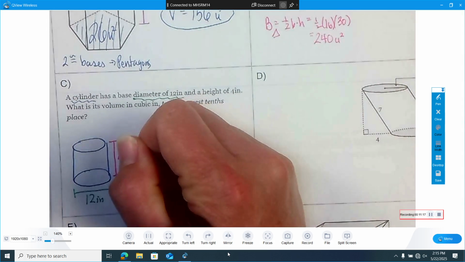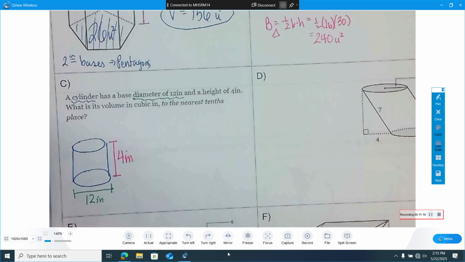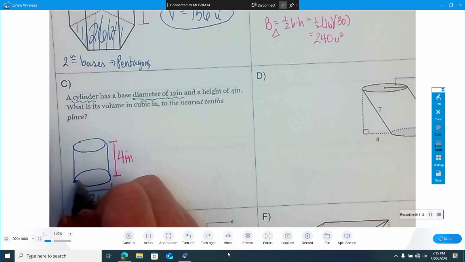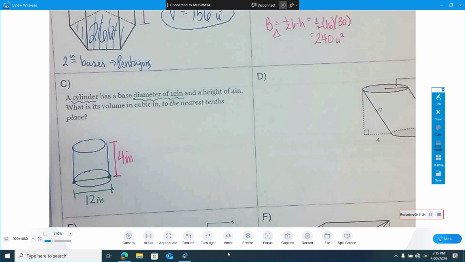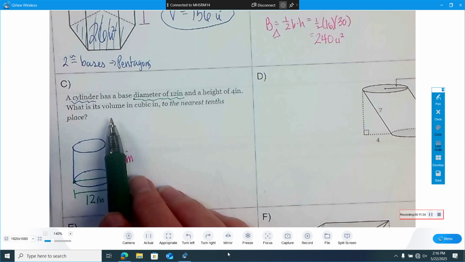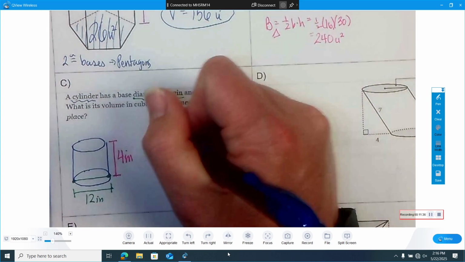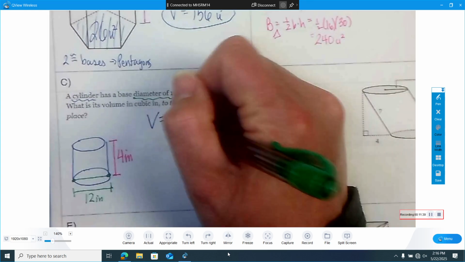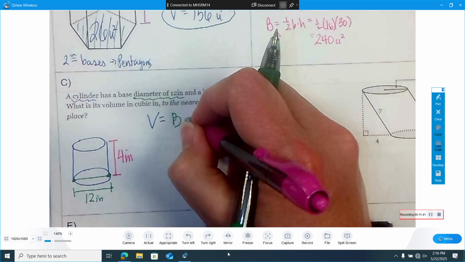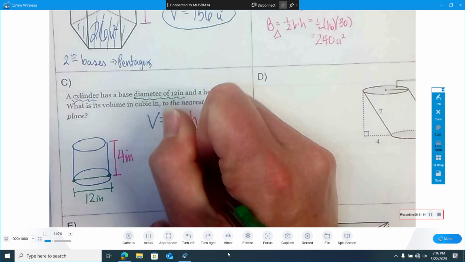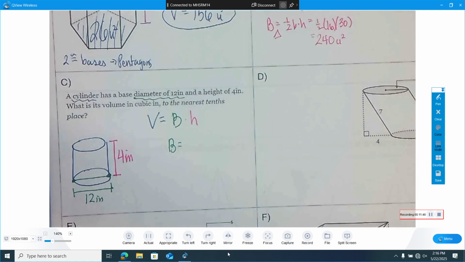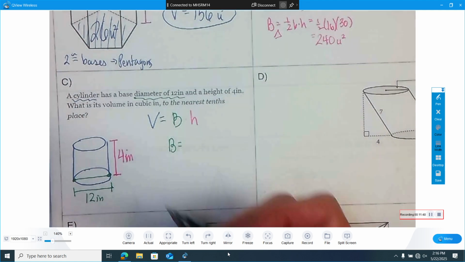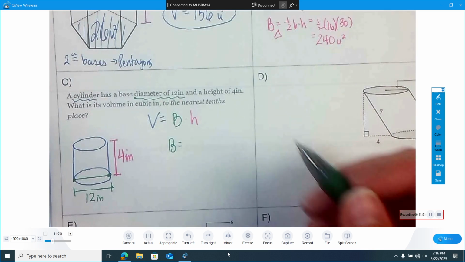Diameter is the distance, the widest part of your circle. That's 12. And then we want to find the volume. So again, volume is area of the base times the height. So we need to figure out the area of our base. What shape is our base? It's a circle. What's the formula for a circle?